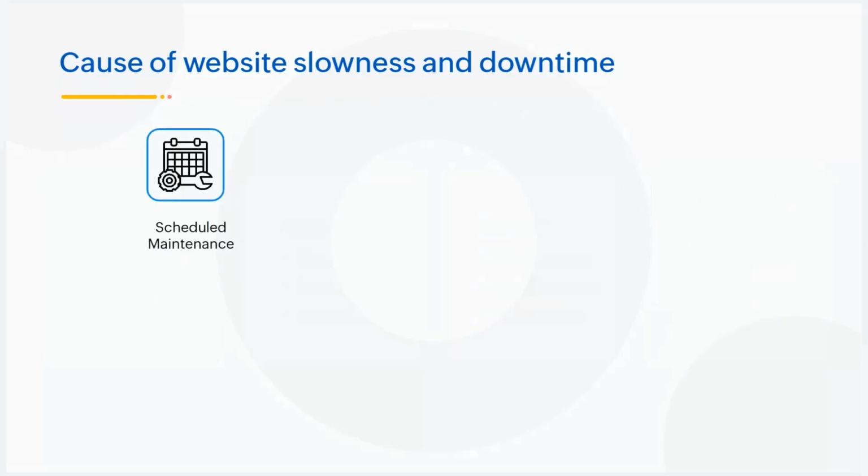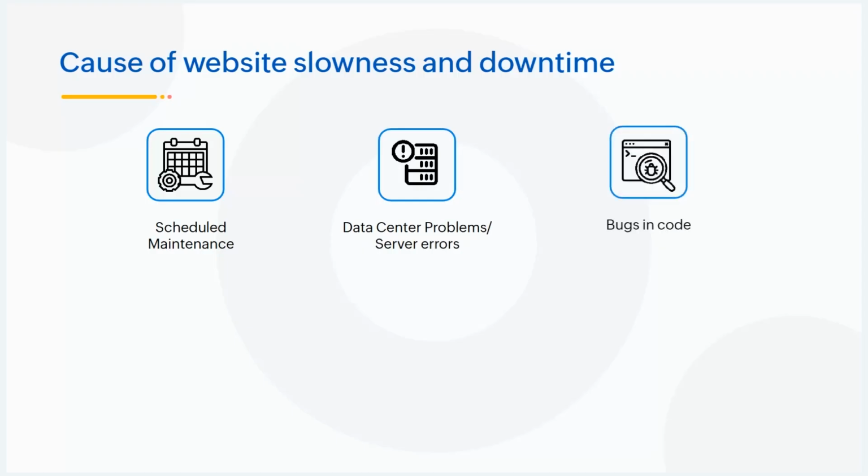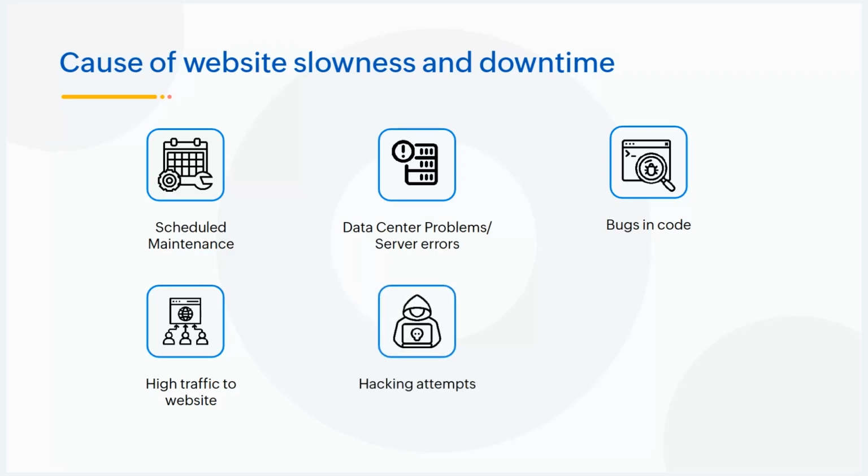So further, website performance can be impacted by several key factors. This includes scheduled maintenance and data center or server errors, which are often unavoidable but should be well communicated. Bugs in the code can lead to instability, while high traffic spikes can overwhelm resources. Hacking attempts pose security and availability risks, and failure to renew SSL certificates can result in trust issues and access disruptions. So proactive monitoring and timely updates are essential to minimize downtime and ensure a smooth user experience.